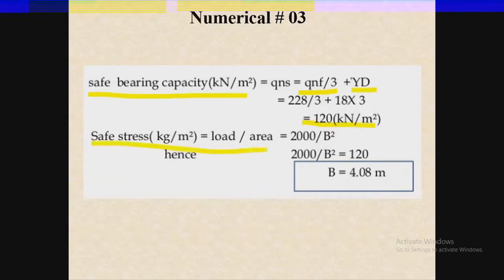Now the safe stress is basically load divided by the area. So load is given, which is 2000, divided by the area. Area is not given, so it is a square footing, so it will be B into B, which will be equal to B square. So this safe stress will be equal to the safe bearing capacity, which we have found over here. So the value of this is 120. Okay, so rearranging this equation, we will get the value of B as 4.08. So this is how we can find the value of the width of the foundation or the size of the foundation.